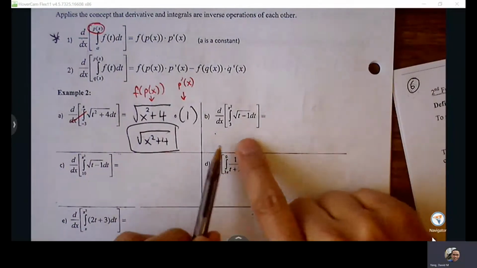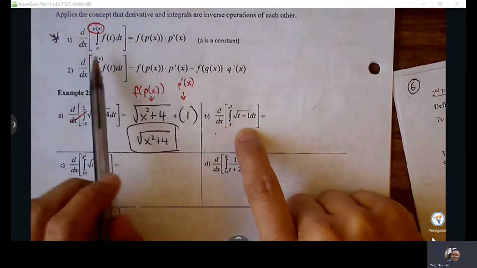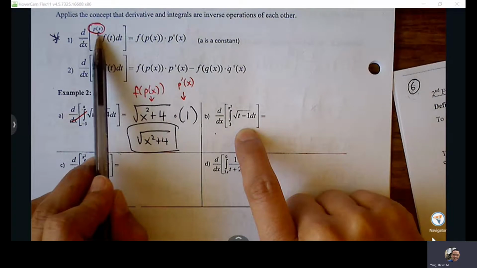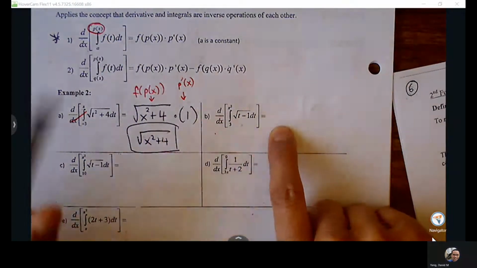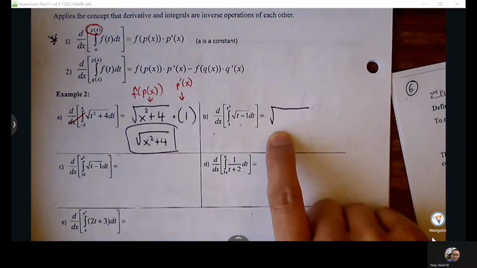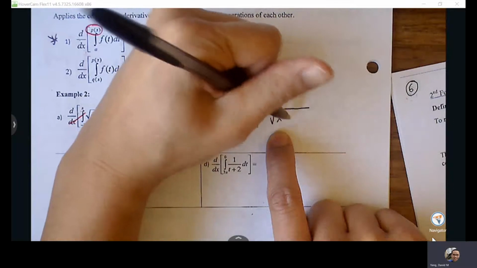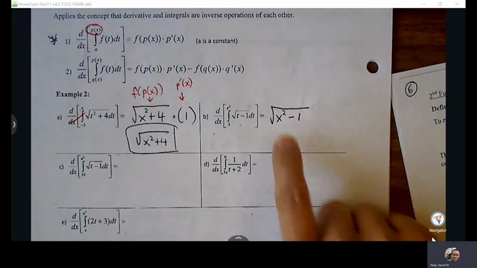Okay, part B, same idea here. Derivative and integral are going to cancel each other out. We're just going to follow this rule here. So what's going to show up first? Square root of, yep. So everywhere you see a t, replace it with x squared. That's my f of p of x.